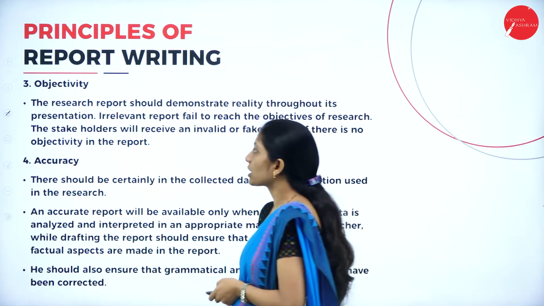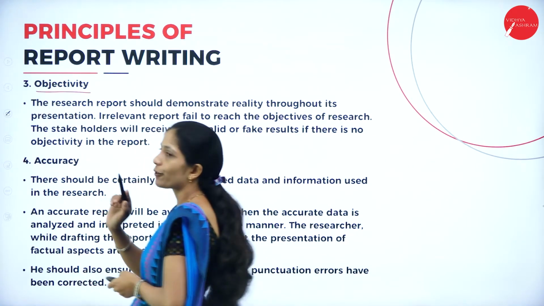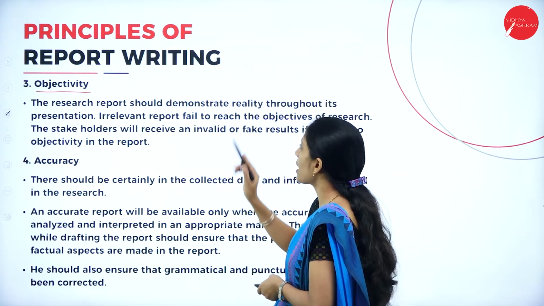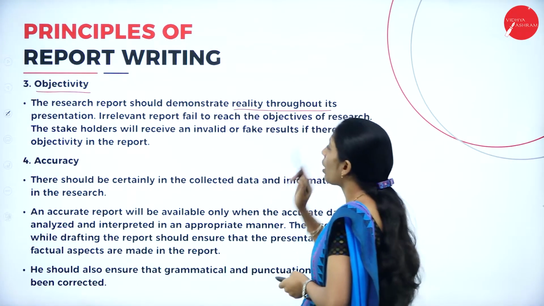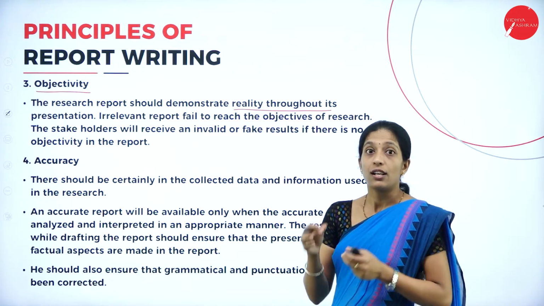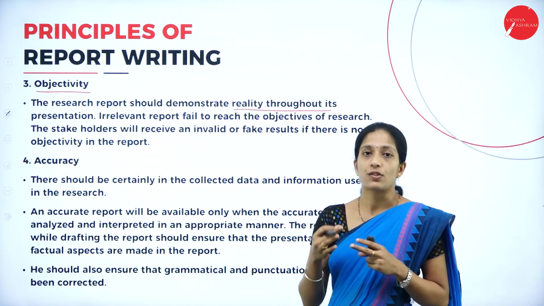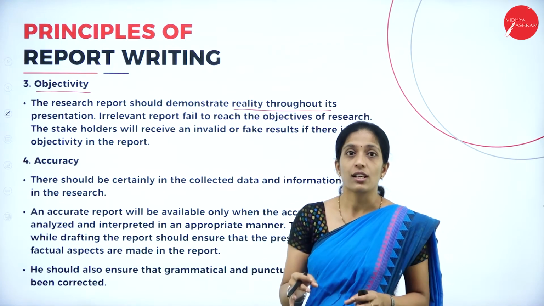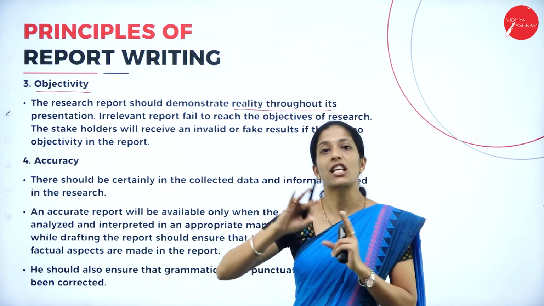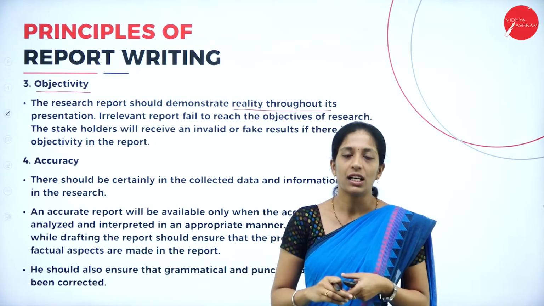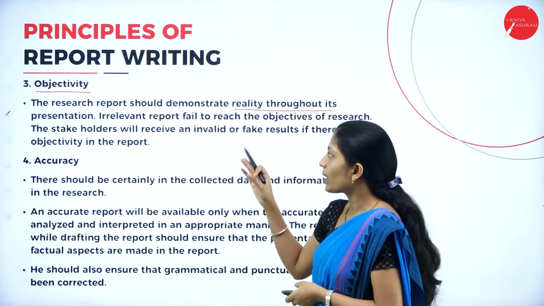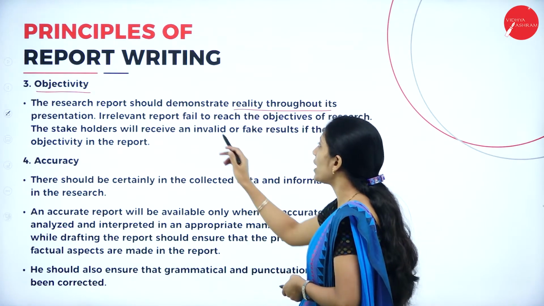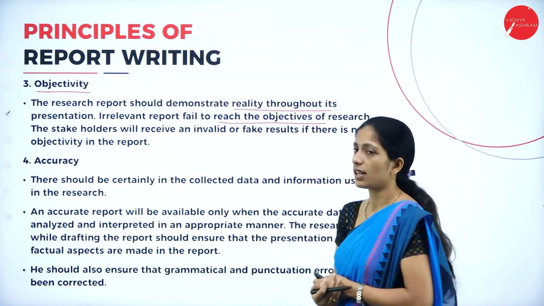Next one is objectivity. Of course, the research report should contain the objective, right? So the research report should demonstrate reality throughout its presentation. It should always focus on the objective. So whenever the research report is presented, the user has to know that it is always focused on the objective of the research work. Irrelevant reports fail to reach the objectives of the research.